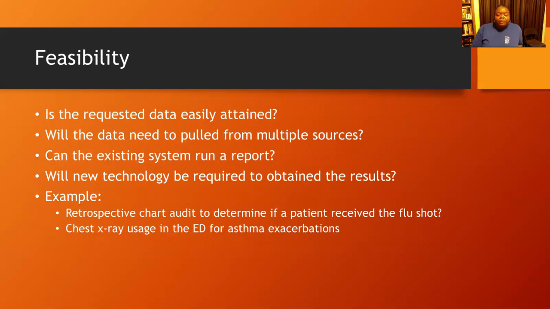Examples here could be a retrospective chart audit to determine if a patient received the flu shot, or how many patients received the flu shot in a particular time frame. Also, looking retrospectively at the usage of chest x-rays in the emergency department for patients that come in with an asthma exacerbation. Typically, patients with asthma do not need a chest x-ray, and it is generally not indicated. And overusage of resources.